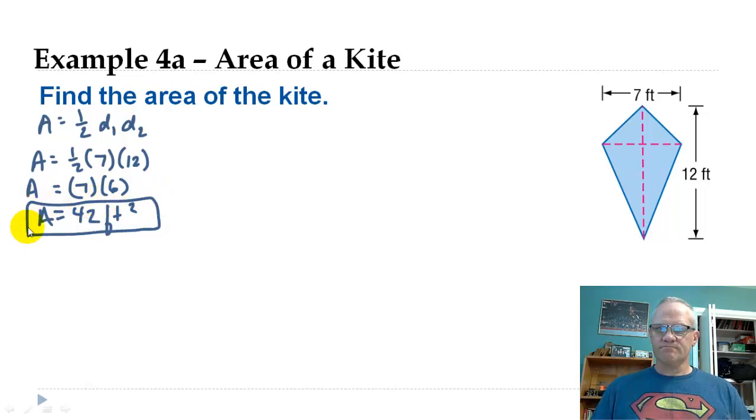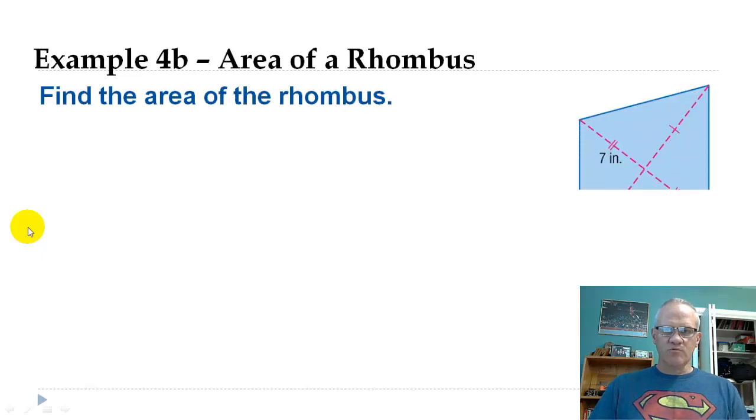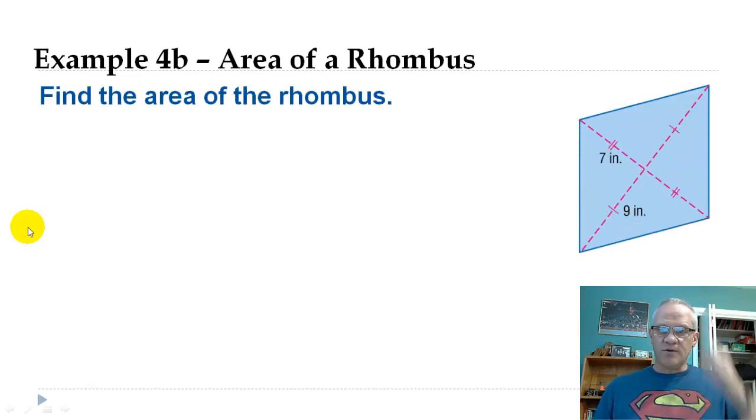Okay, pretty simple. What about a rhombus? Well, in this rhombus, remember the thing about rhombi, if you remember, the diagonals will bisect each other. And so that means in this case, and it even kind of gives you the hint here because it marks them as being the same, but if this is 9 inches, this will also be 9, and if this is 7, this will also be 7.